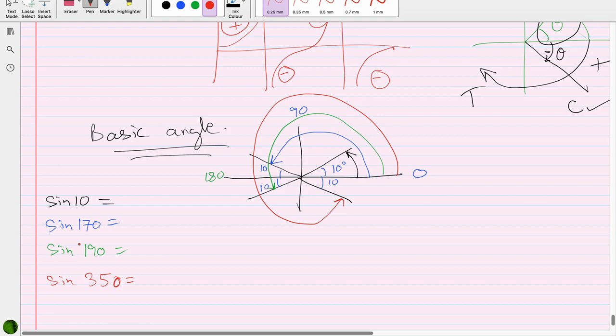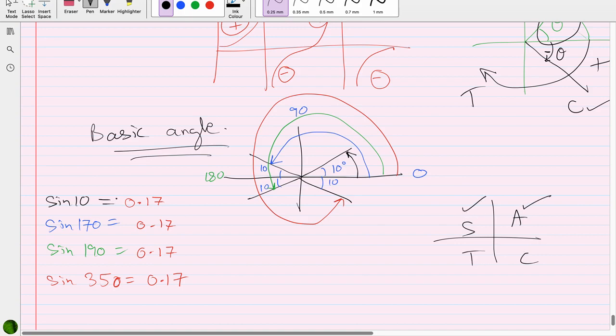Now if you punch sine 10 in your calculator and get me the value, I'll do it with you so we have it double checked. So I'm punching sine 10 and I'm getting a value of 0.1736. So all of these will be 0.17 with only one difference, that is of positive and negative. And we know what it was, add sugar to coffee. We know sine is positive in the first two and negative in the last two.